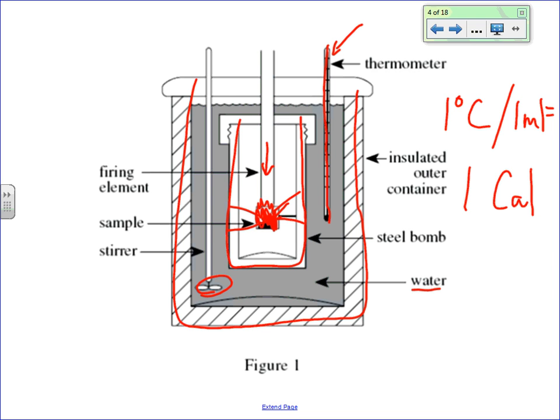So if there's 100 milliliters of water and it changes 100 degrees Celsius, that would be 100 calories. All right, that's just more for fun knowledge. It's not necessarily integral, but it is important to know that we're measuring the change in water temperature here. That's then going to tell us how much energy there is. The higher energy the food, the more heat it'll release.